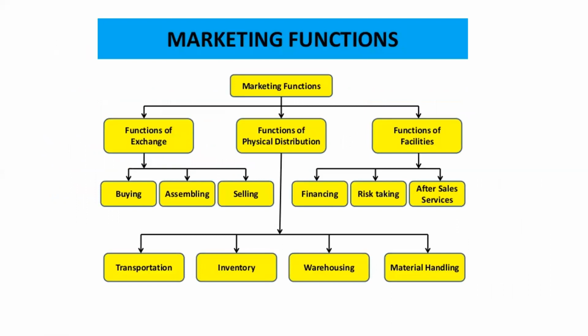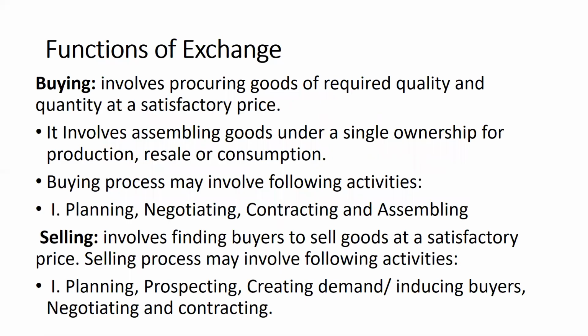If you look at the chart, you will be able to understand without any confusion the broad classification of functions of marketing. Functions of exchange can be grouped as buying, assembling, selling. Functions of physical distribution include transportation, inventory, warehousing, material handling. Functions of facilitation include financing, risk bearing, and after sales service. So let's look into these functions in detail.